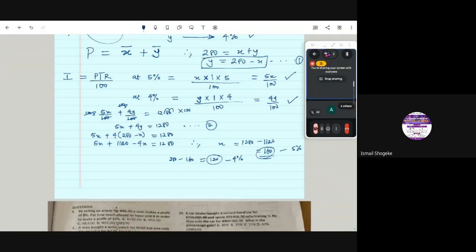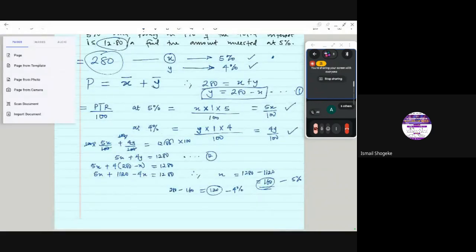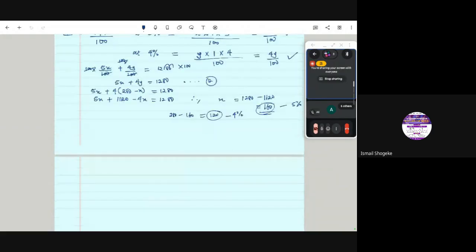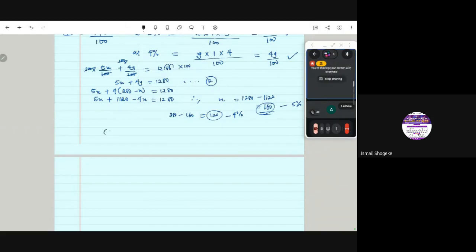So the last question on this, before we move to profit and loss, selling price, cost price, and those jargons that have to do with those guys, I'm going to solve a question on compound interest. Just one question on compound interest. I realized that only one question came out on compound interest.